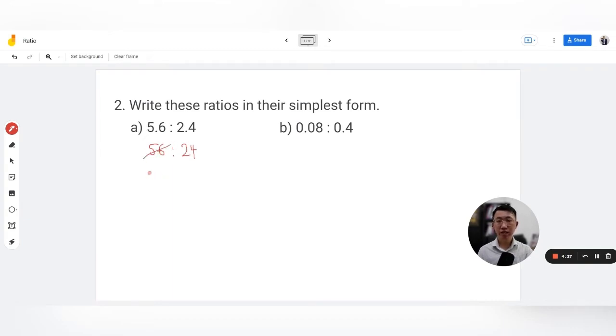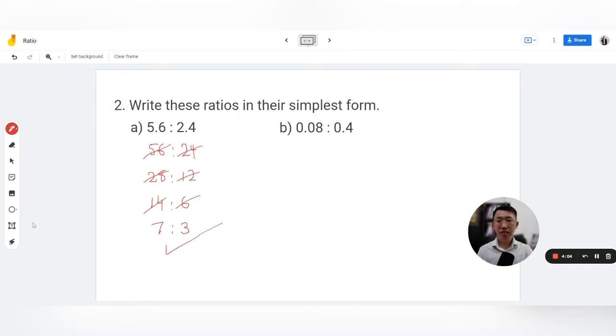So let's do that. This will get me 28 and 12. Now further simplify by 2 slowly. This will get me 14 and this will get me 6. Further simplify, divide by 2, I will get 7 ratio to 3. I can't further simplify anymore and that will be the final answer, 7 ratio to 3.